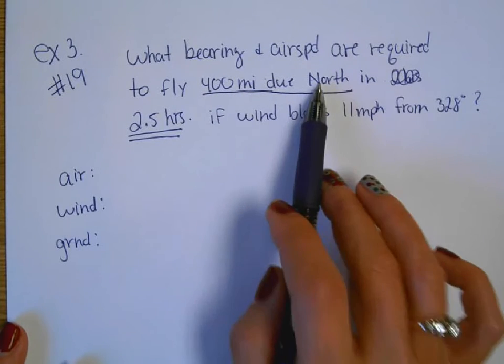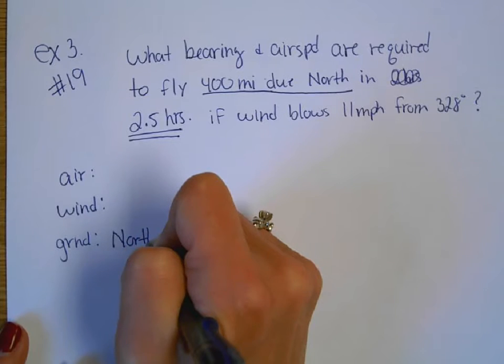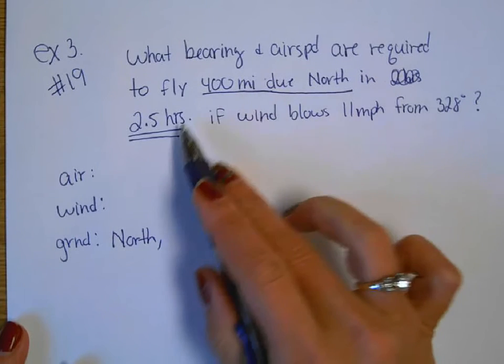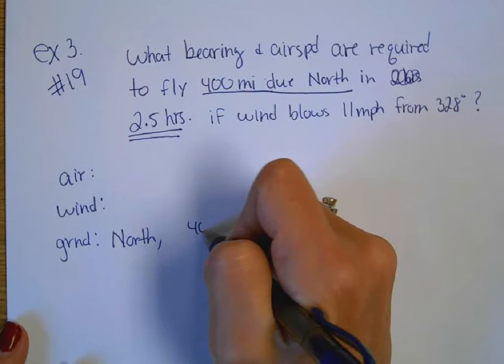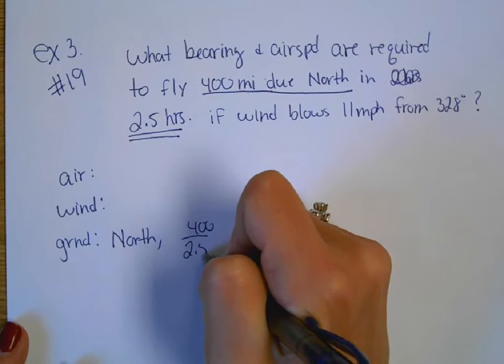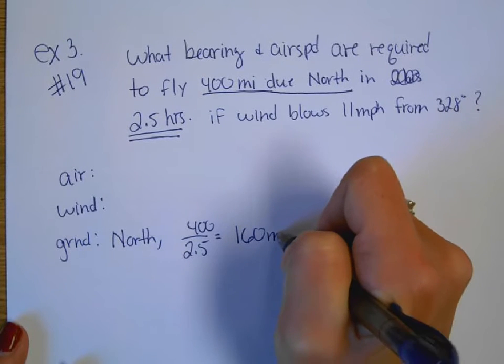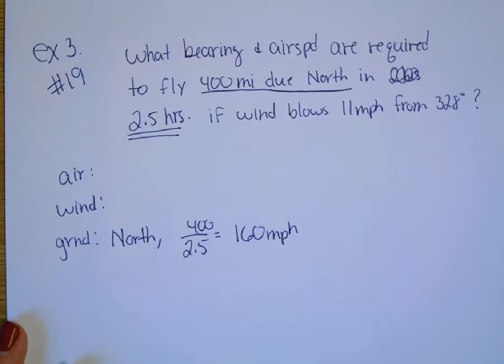So, due north, 400 miles in 2.5 hours. What can I do with those two pieces of information to get something useful? Divide 400 by 2.5. Yep, you want miles per hour. So if we take 400 and divide by 2.5, how fast? 160. 160 miles per hour. So they tried to be tricky and not give you the speed.